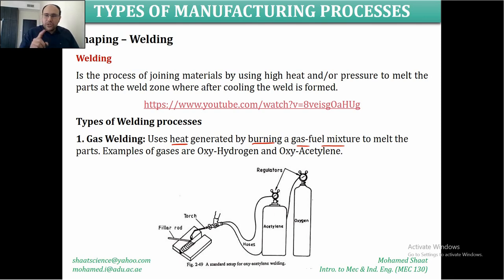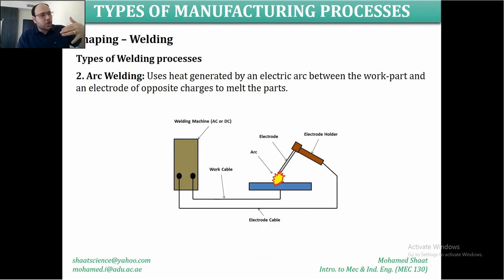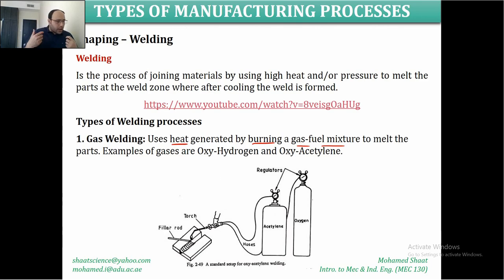Okay, but here the key difference between gas welding and arc welding is that in arc welding we generate heat through electricity, but here we produce heat by burning a gas fuel mixture to melt the metal parts. Examples of these are oxyhydrogen or oxyacetylene. As I mentioned, these are some of the gas welding processes. So I'm just going to leave you with a video that explains in detail how this gas welding process is done.